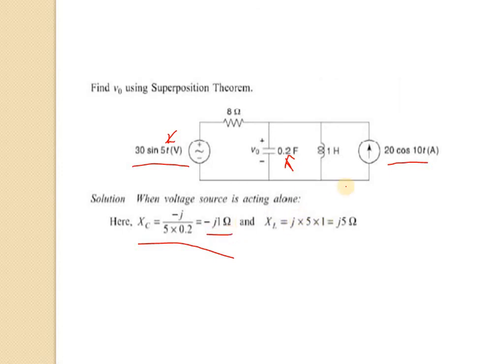And again we have to calculate the value of XL. We know that XL means omega L. So again we have put the value of omega, and the value of L is given, that is 1. So the XL value is j5. That means here this value is minus j1 ohm and this one is j5 ohm.